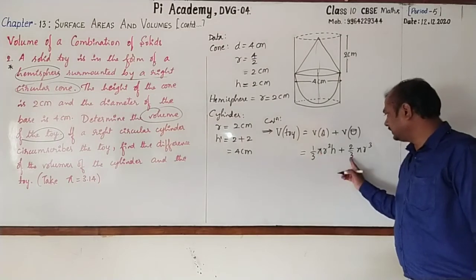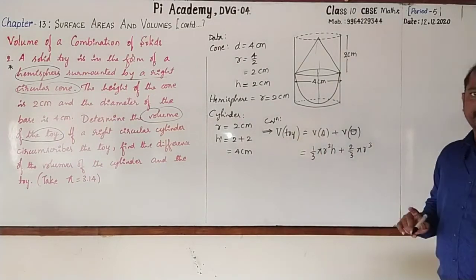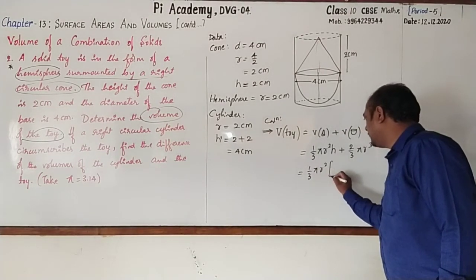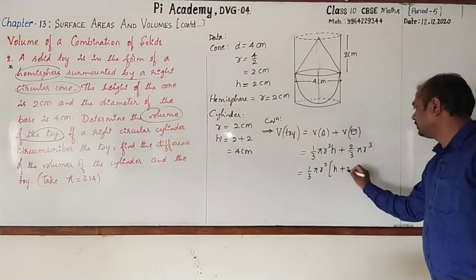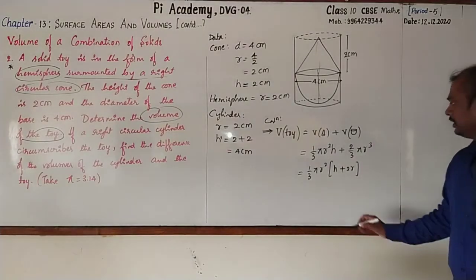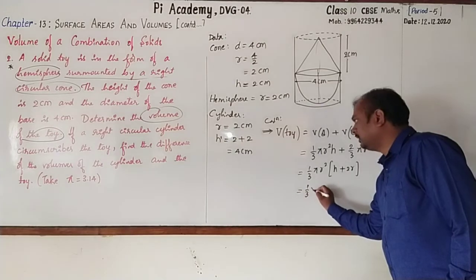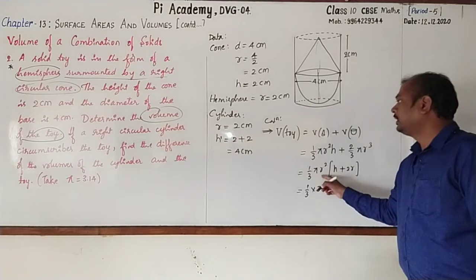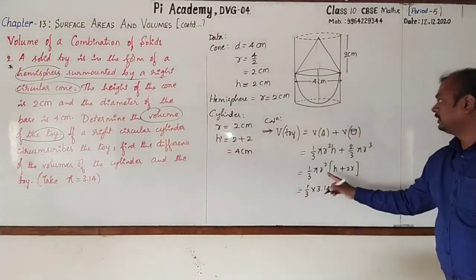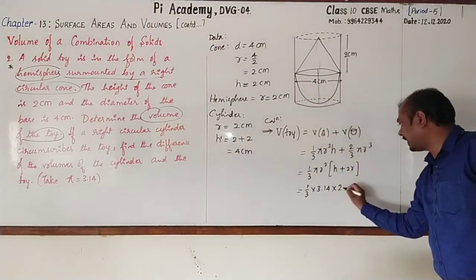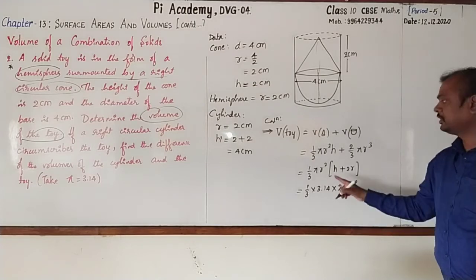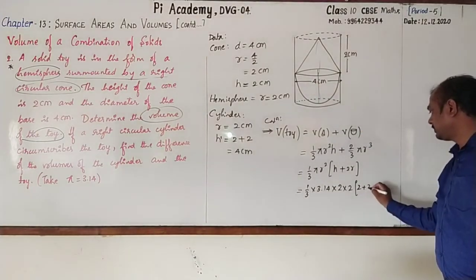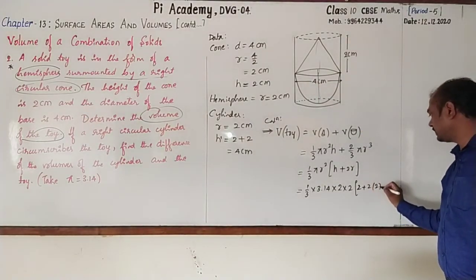Observe here, 1 by 3 pi r square is a common factor, right? I'll write that here: 1 by 3 pi r square, remaining here h plus 2r. Equal to 1 by 3, where pi, they have given the value, it is 3.14, and the radius of the cone is 2 centimeter. As it is square, I'll write it twice. Plus h is height of the cone, it is 2 centimeter. Plus 2 into radius, which is 2 centimeter.